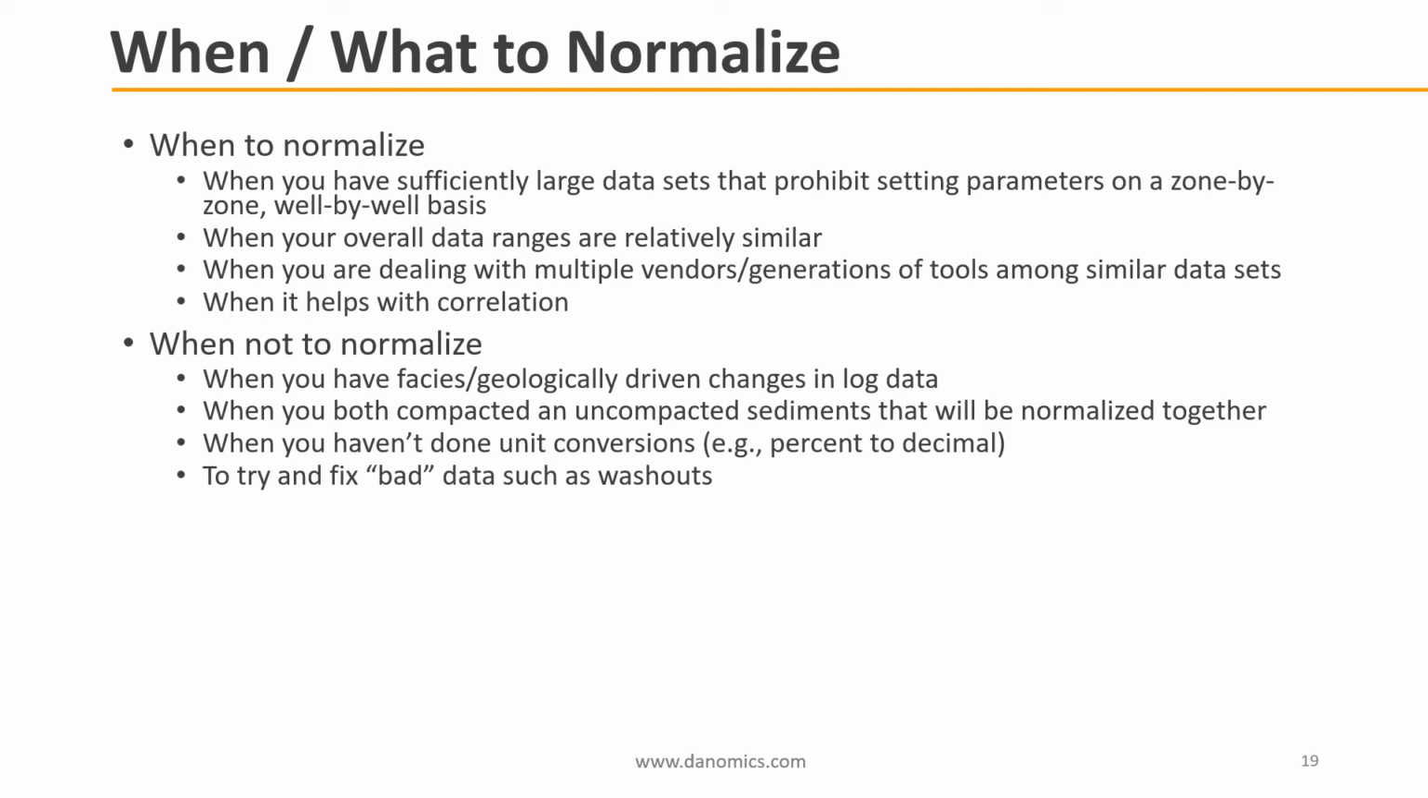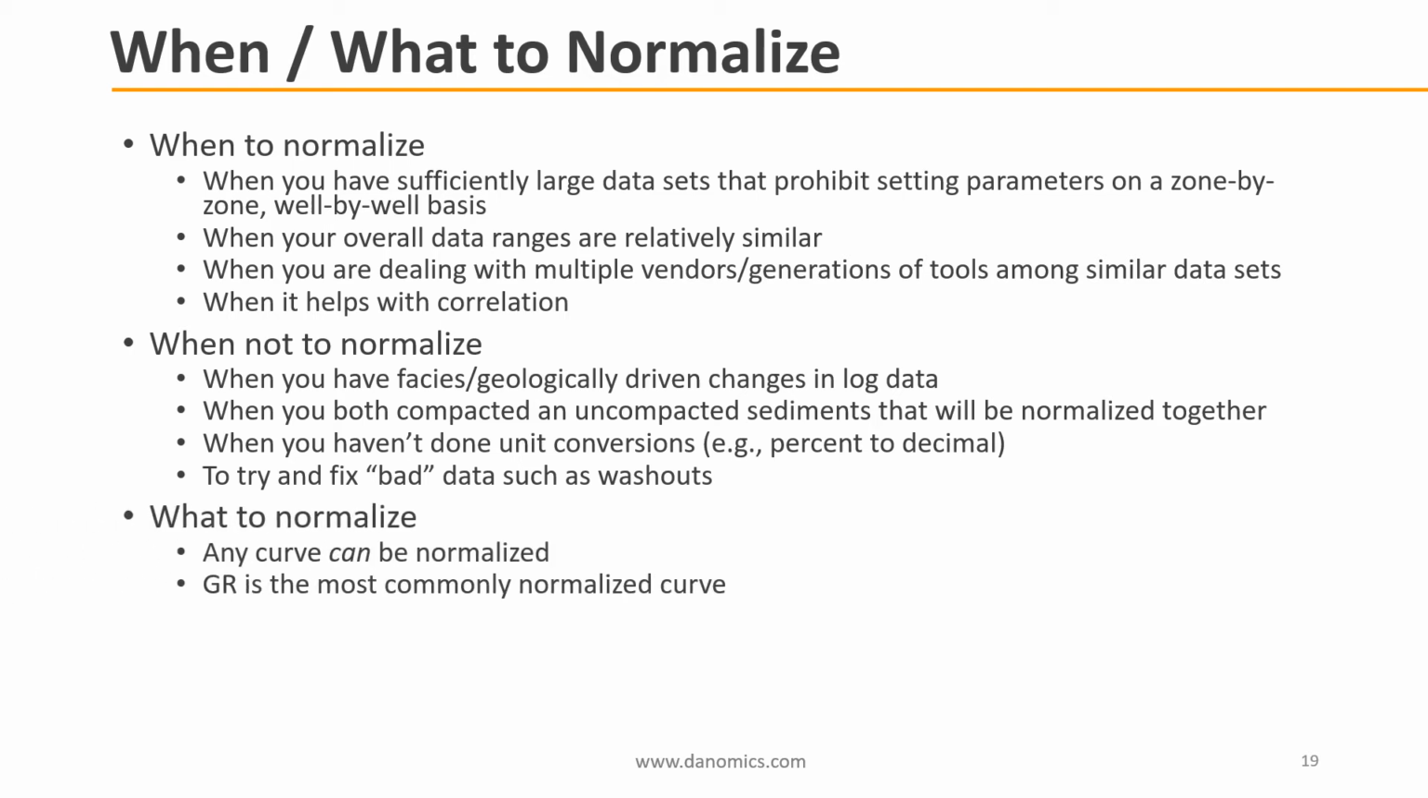Normalization is not a substitute for unit conversion. So, for example, if you have one well in percent and one well in decimal, you should convert to a common unit and then normalize instead of trying to use normalization to do that conversion for you. That's just a bad practice, but it is something where I often see people doing that, so I feel like it's worth addressing. And normalization is not a way to fix bad data, such as washouts. That, once again, is a separate process, and it should be done independently.